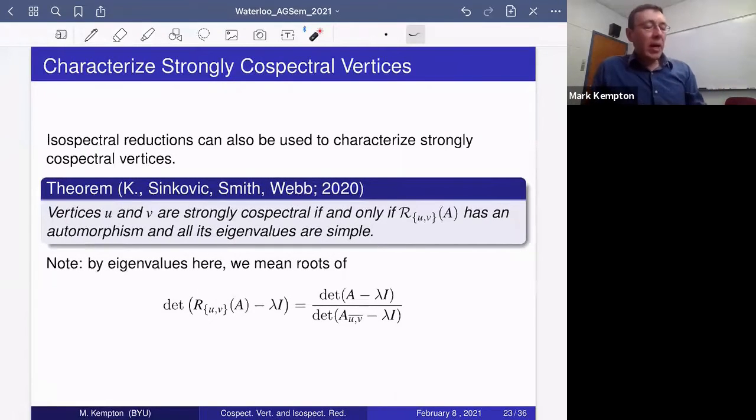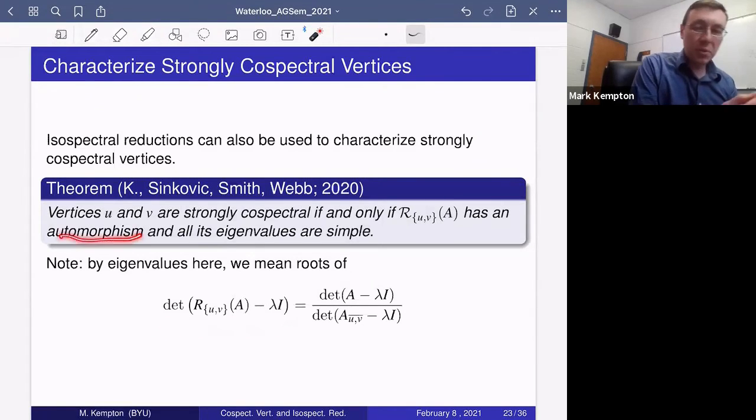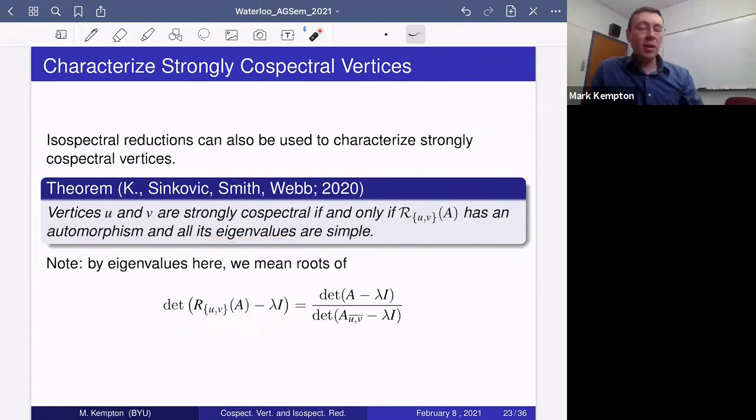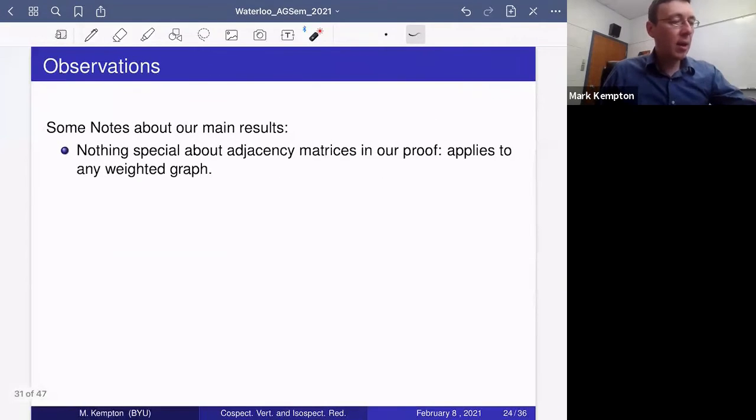You can also, if you want to add the condition of strong cospectrality, tell when the two vertices are strongly cospectral by looking at the isospectral reduction. And it turns out that if the isospectral reduction has an automorphism, so they're cospectral, and if the roots of this polynomial are all simple, then the vertices will be strongly cospectral.